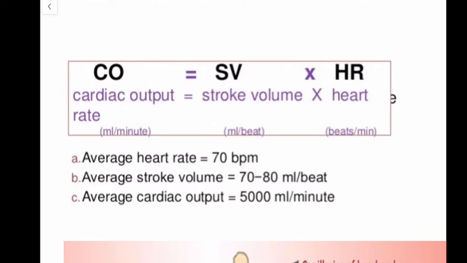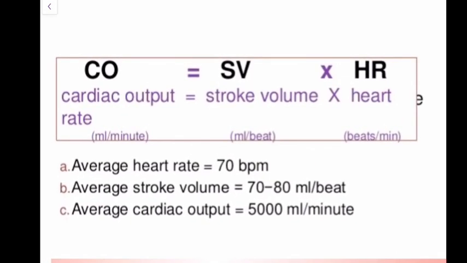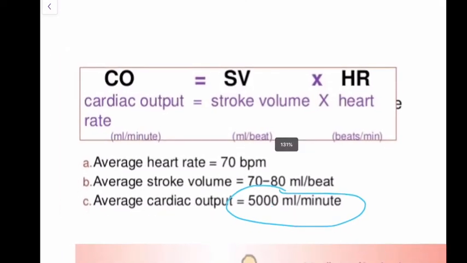So if we take the average heart rate to be 70 beats per minute and the average stroke volume to be 70 to 80 milliliters per beat, then your cardiac output is 5000 milliliters per minute. So simply that means during a minute your heart pumps about 5 liters of blood. This is the cardiac cycle.